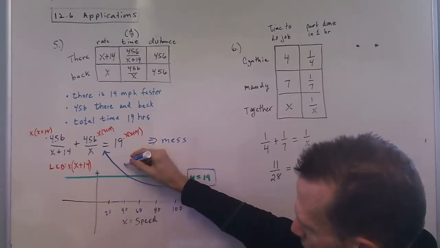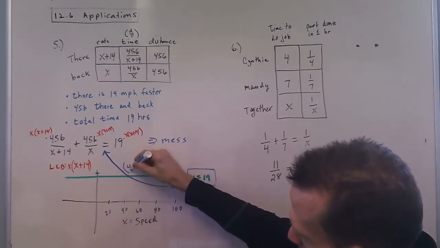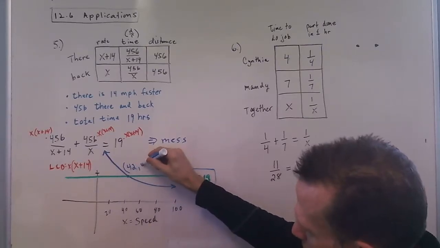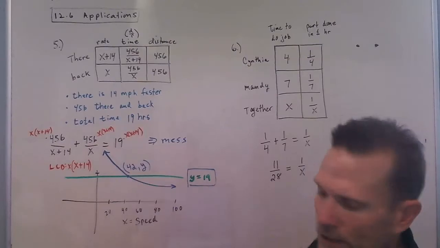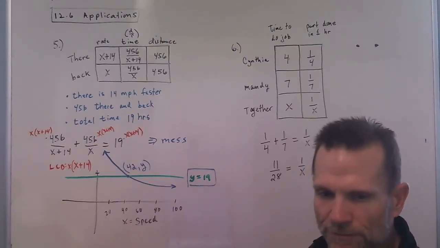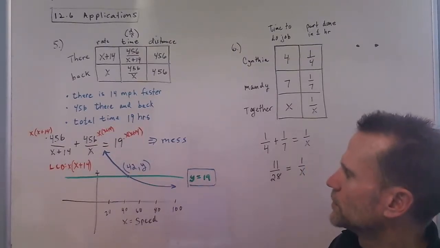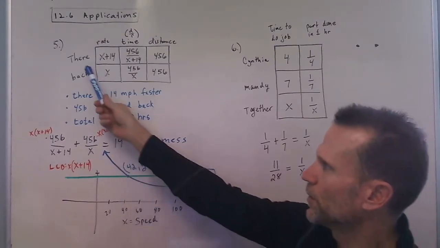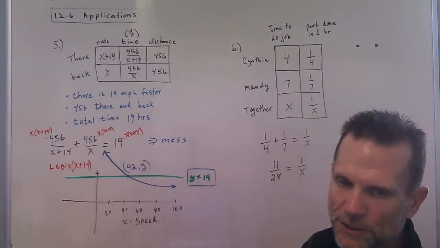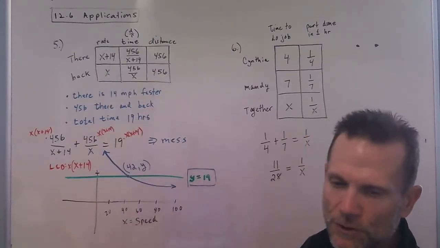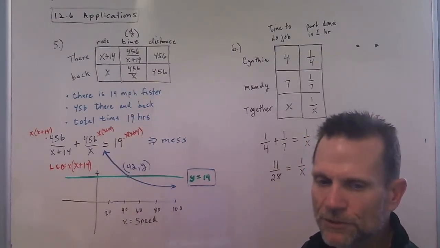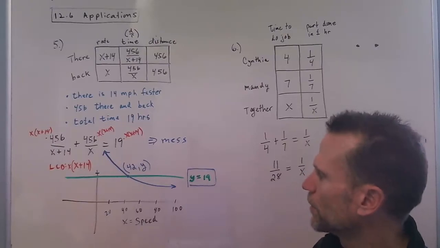And when you click on that, what you'll find out is that the x value is 42, and that's what we're looking for in this problem, the x value. Make sure you read the final statement of the problem. Sometimes they ask what was the speed on the way there. If that was the case, we'd have to put 42 in here and do 42 plus 14. So make sure you read the final statement of the problem.